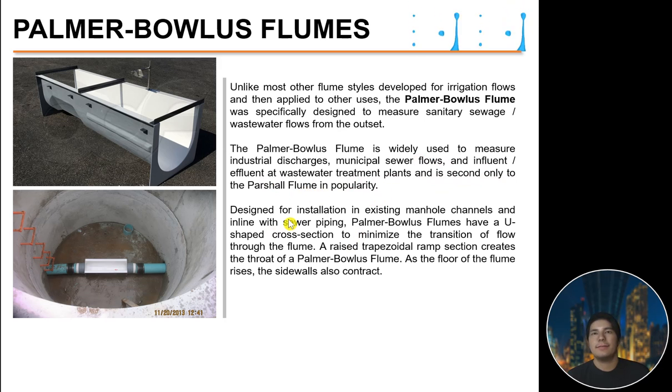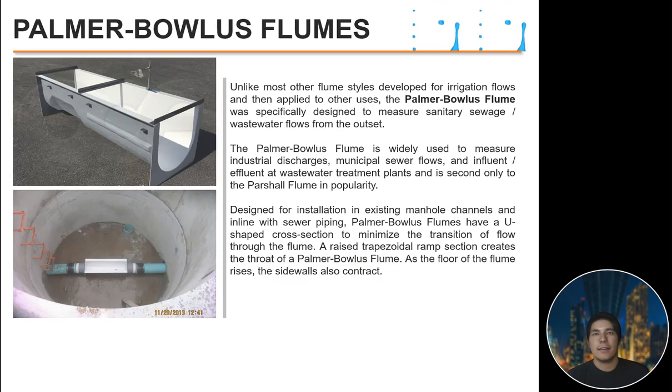So designed for installation in existing manhole channels, such as shown here, and in line with the sewer piping, the Palmer Bowlus flumes have a U-shaped cross-section as shown here to minimize the transition of flow through the flume. So a raised trapezoidal ramp section creates the throat of the Palmer Bowlus flume. Okay? So makikita mo na pa-increase siya, no? Dito. So as the floor of the flume rises, the side walls also contract.